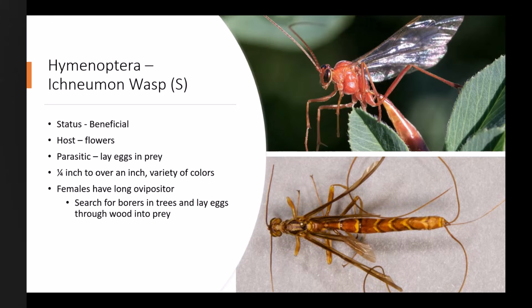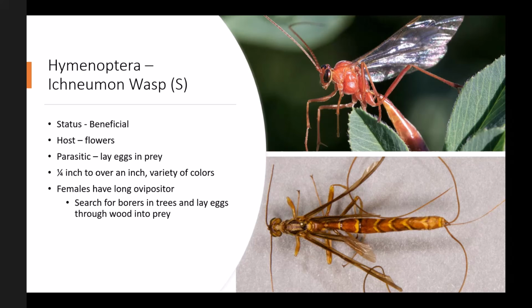Ichneumon wasps are very interesting looking wasps. They tend to have a really long, elongated abdomen, and females have a super, super long ovipositor. They're considered beneficial. These are parasitic. They lay their eggs in prey, and oftentimes they'll lay their eggs in the larvae of boring beetles. Somehow they sense the beetles in the tree, insert their long, skinny ovipositor, and that ovipositor finds the larvae and lays its egg inside of it.